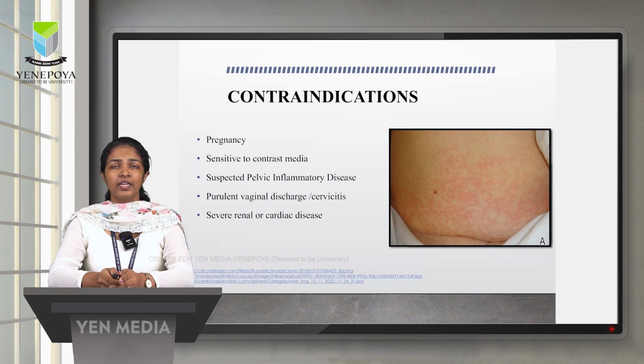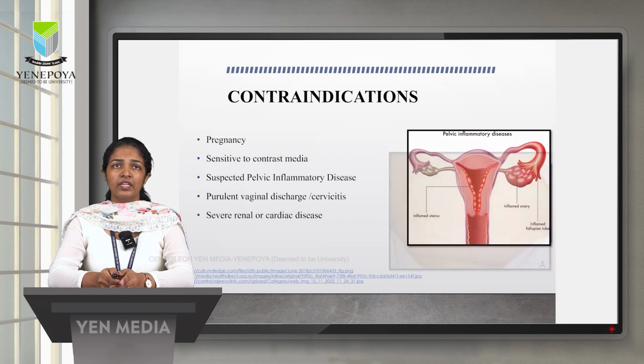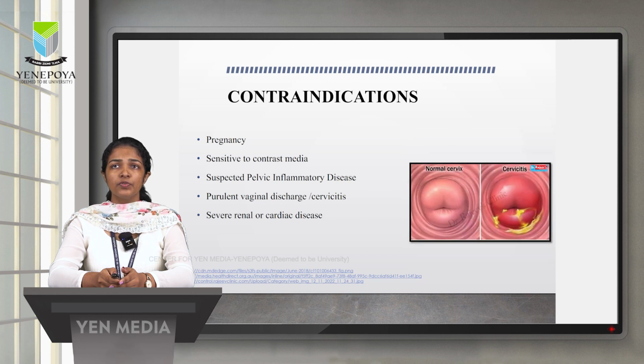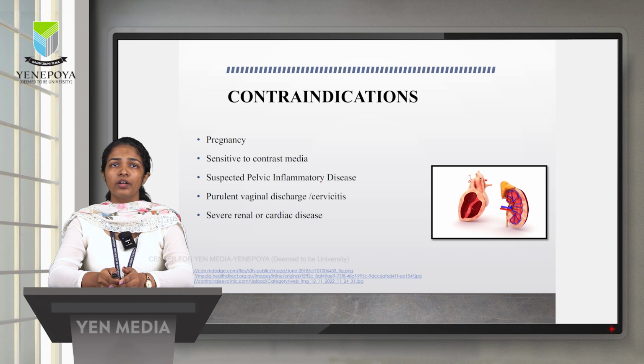Coming to the contraindications, the conditions in which we cannot go for the HSG procedure. Conditions like pregnancy, sensitivity to contrast media, that is if the patient has any allergy to the contrast media, suspected pelvic inflammatory diseases, which can be inflammation of the uterus, ovary or fallopian tubes, purulent vaginal discharge, also known as cervicitis, that is excess secretion from the vagina, and severe renal or cardiac disease. So these are the conditions in which we cannot go for the HSG procedure.